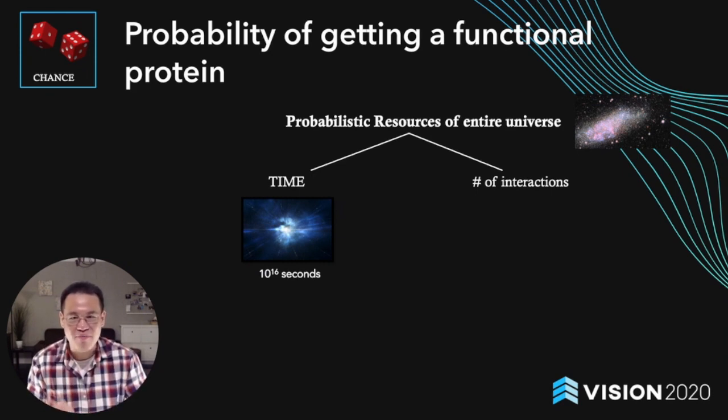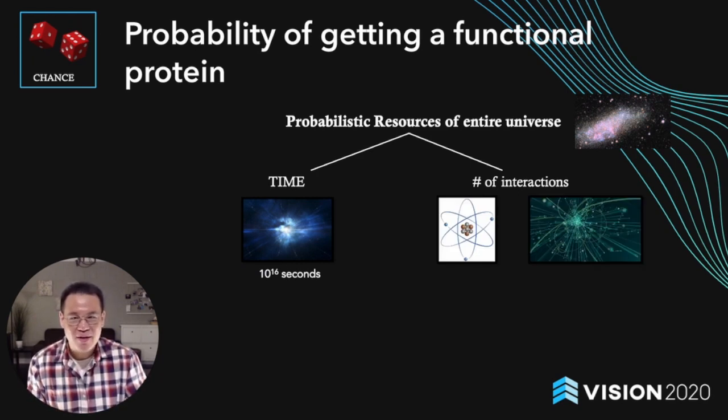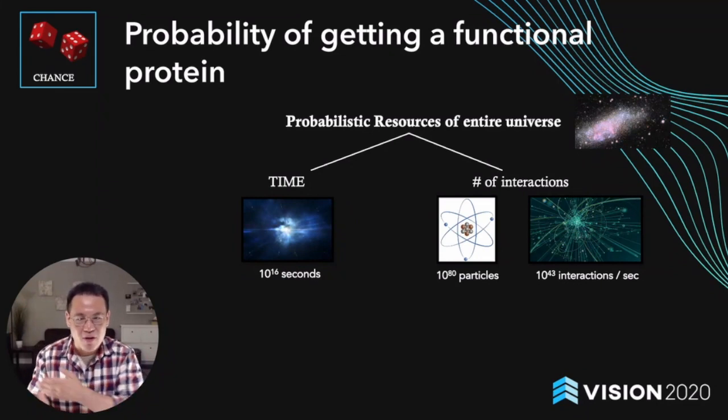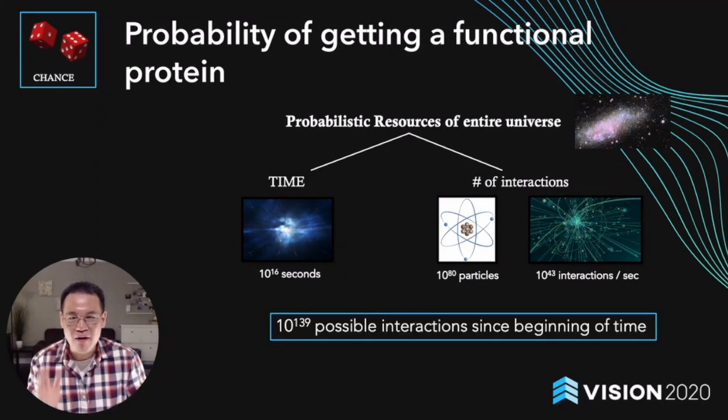Well, to figure that out, you can multiply number one, the number of elementary particles there are in the universe, times how fast they can interact. Scientists have done all these calculations. There are 10 to the 80 elementary particles, and these elementary particles can interact at a maximum of 10 to the 43 interactions a second. And so, taking these three pieces of information, you can multiply them all together, and you get the probabilistic resources of the universe: 10 to the 139th possible interactions since the beginning of time.